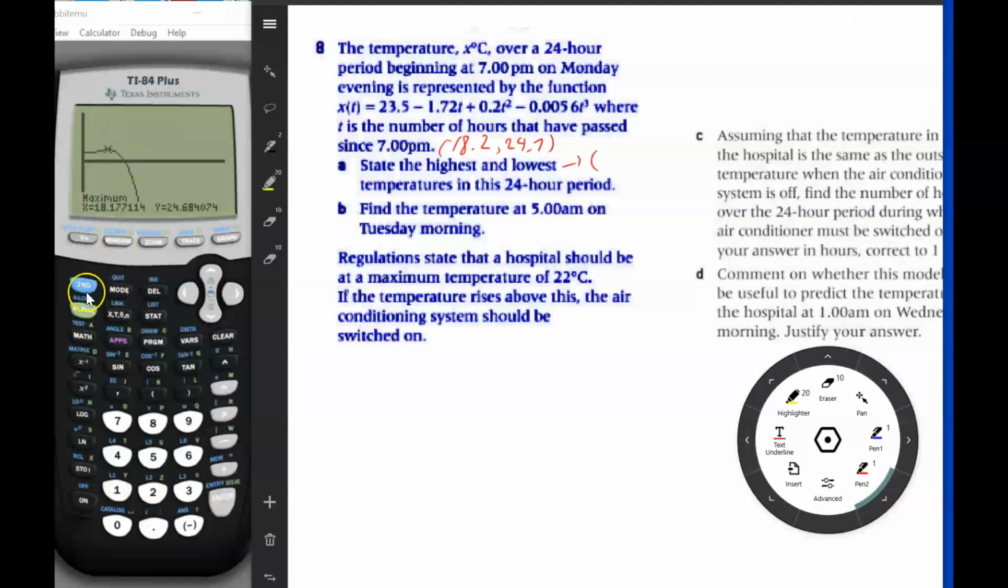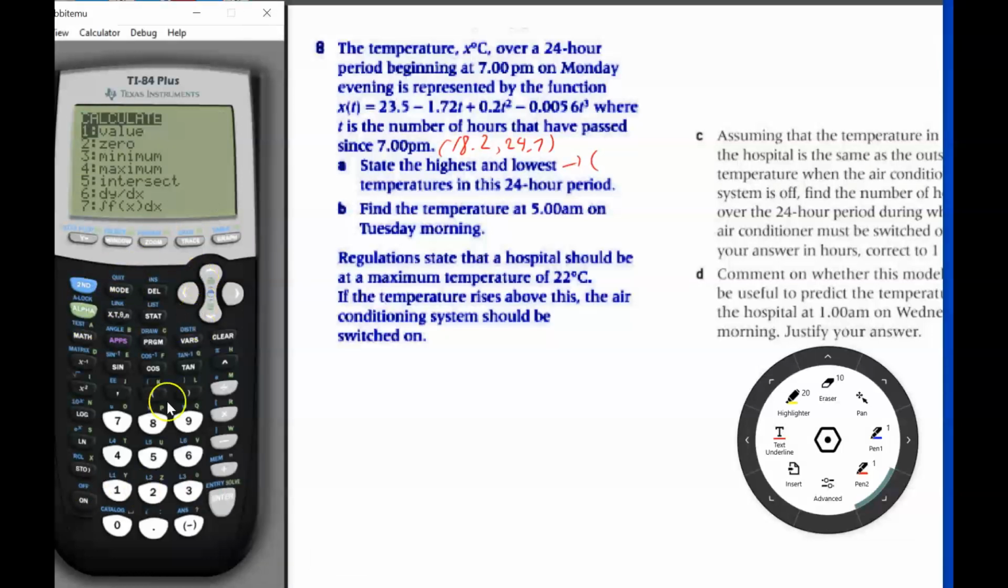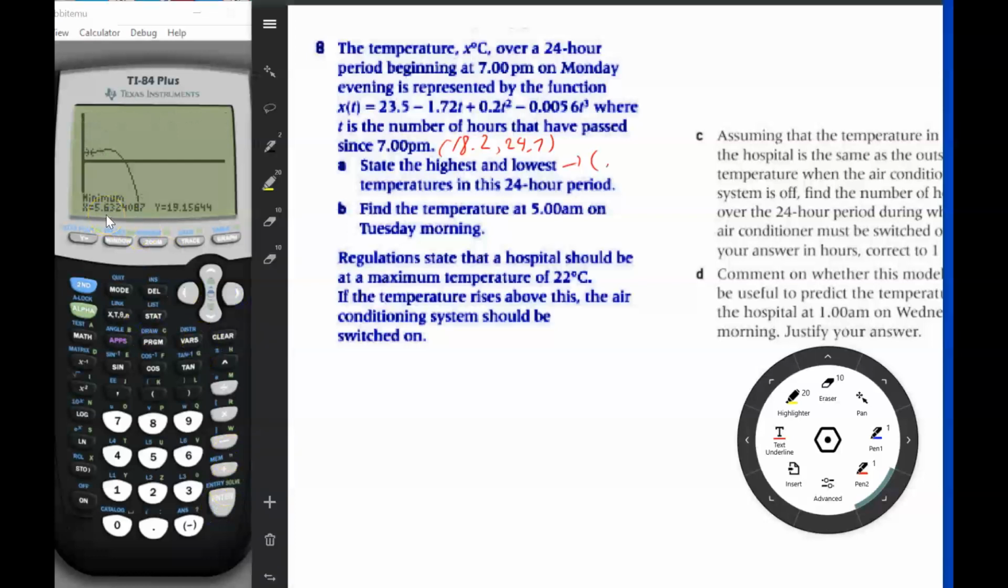So let's find lowest by doing second calc min, number 3. And then we'll move the cursor all the way to 0. And then we'll hit enter. And then we'll move it a little bit to the right. And let's see where the minimum point is. The minimum point is 5.63 hours after 7 p.m. That's close to midnight. Remember, 5 was midnight, slightly after midnight. And the temperature is 19.2. Okay, that was the lowest.